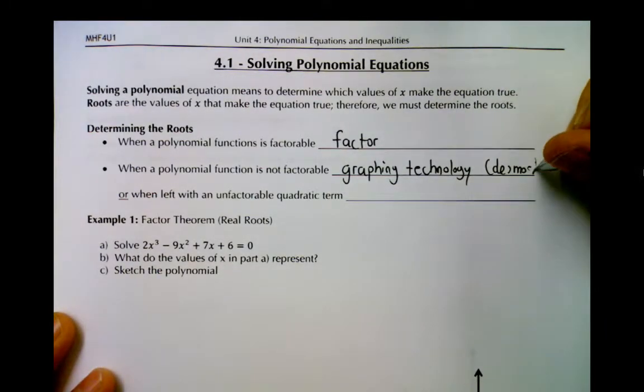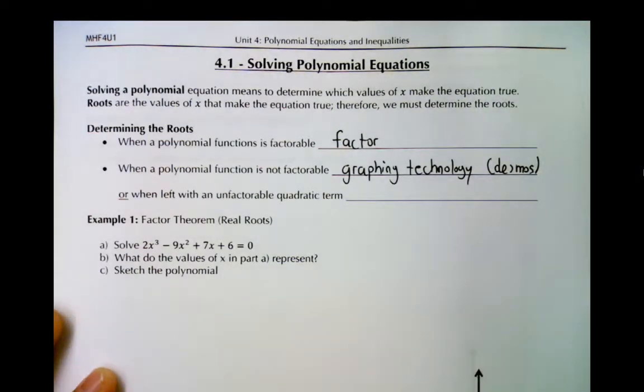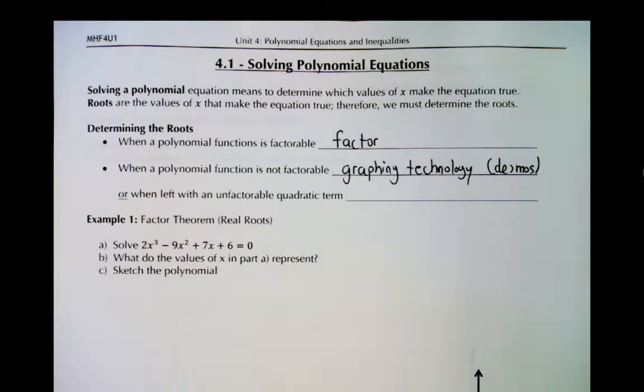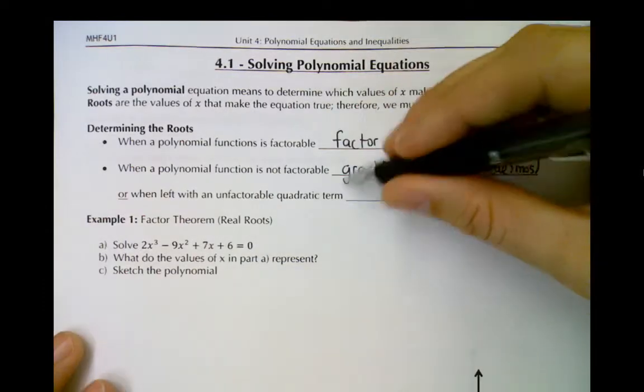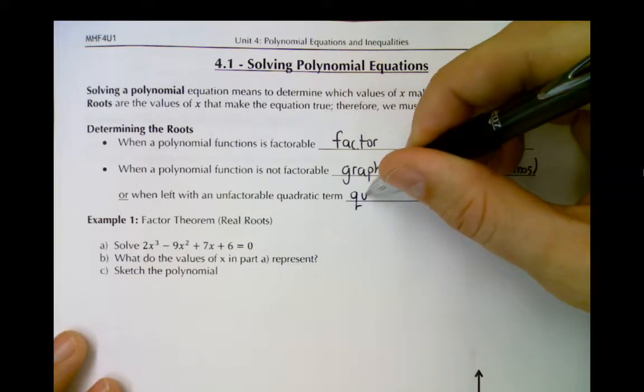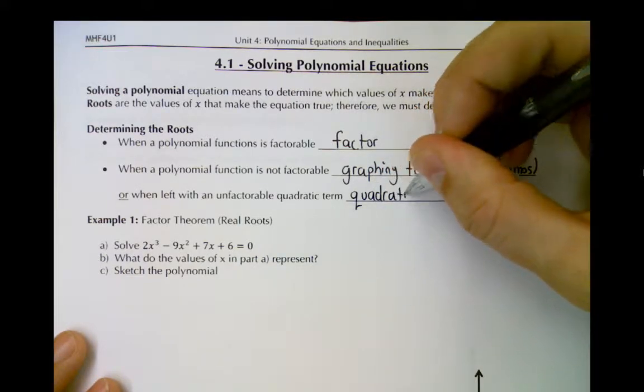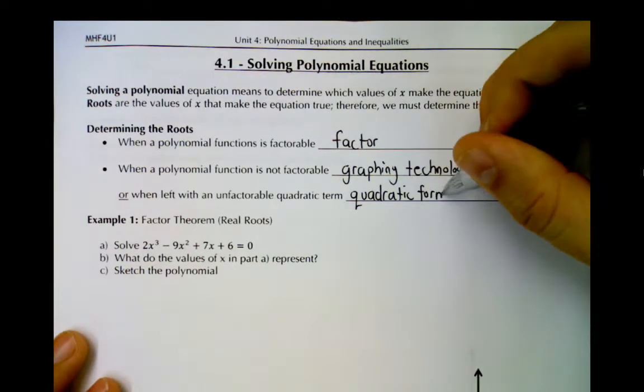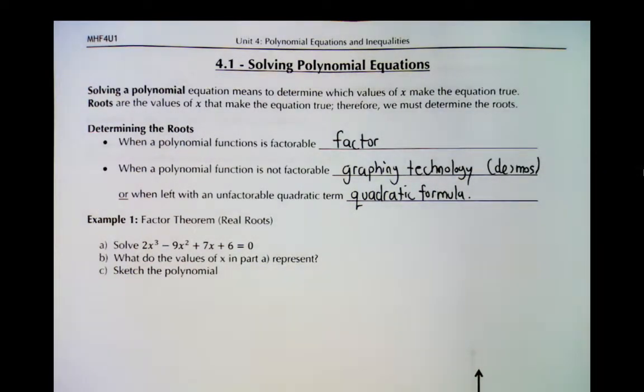Sometimes you're left with an unfactorable quadratic term that you can determine roots for using the quadratic formula, and we would need to apply that strategy when possible. So, if possible, factor. If you're left with a quadratic that's not factorable, you can use the quadratic formula. And if you're left with a polynomial that's above degree 2, like a degree 3 or degree 4, and you can't factor it using the factor theorem, you have to use graphing technology in order to find the roots.